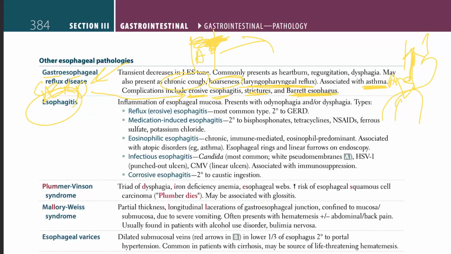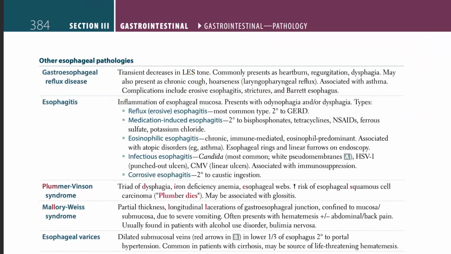Esophagitis. Again, itis, inflammation of the esophageal mucosa, present with odynophagia and or dysphagia. Odynophagia, painful swallowing. Dysphagia, difficulty in swallowing. Types are reflux erosive esophagitis. Okay, look, esophagitis, right? So reflux erosive, as we talked about GERD, causing erosive esophagitis, secondary to GERD.